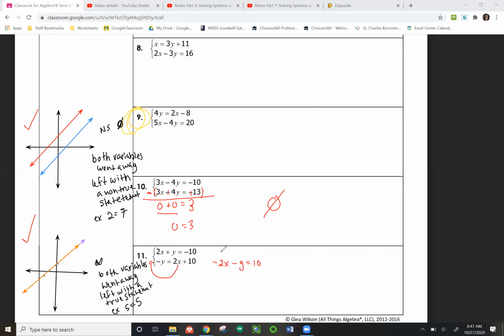I'm going to rewrite the top equation so that everything's lined up. This is looking very familiar almost, right? Let's try and eliminate the x's. 2 minus 2, so if I add those together, I get 0. Positive y minus y, I get another 0. Negative 10 plus 10, I get another 0. My variables went away and I'm left with a true statement. That means I have infinitely many solutions.